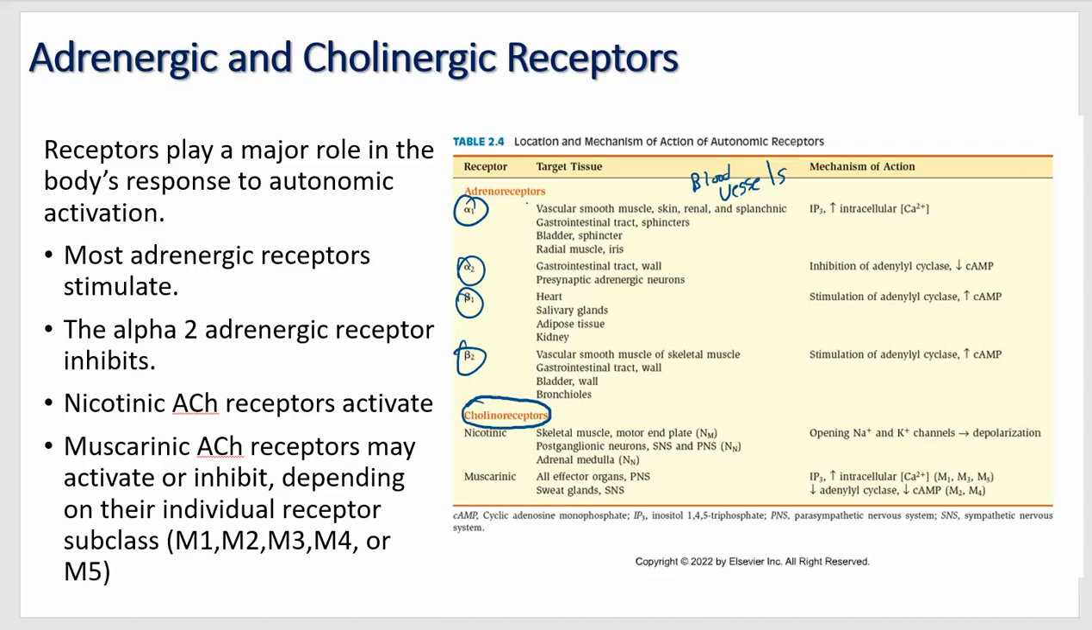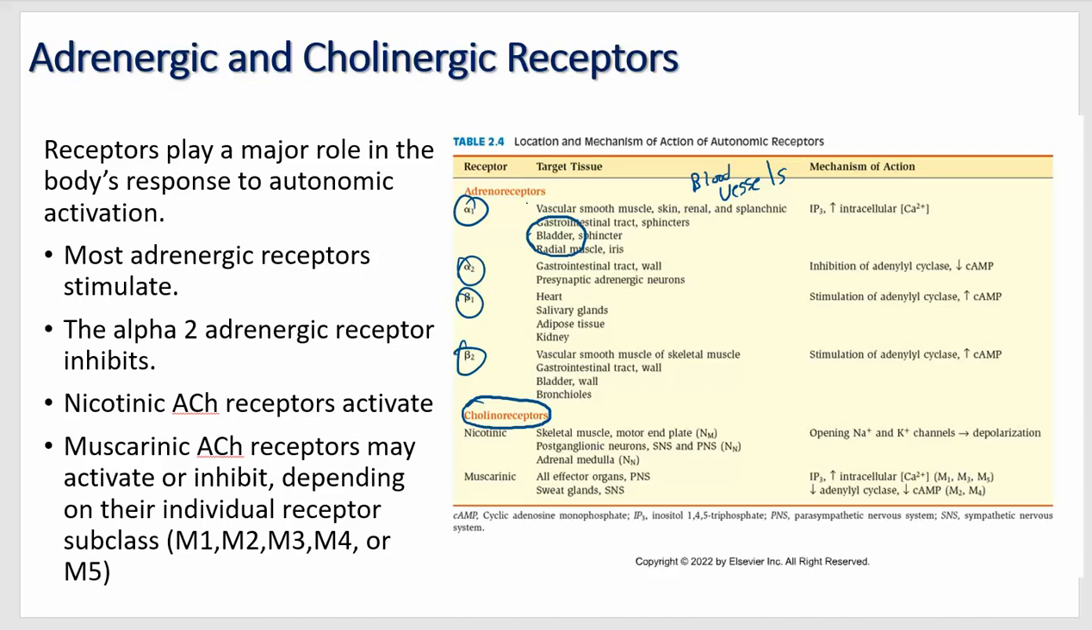GI tract, the bladder. So we're going to go over that again, the alpha 1 on the bladder. And then their mechanism of action over here is increased calcium activation. Okay. All right, alpha 2. So GI tract wall. We're not going to really get into the alpha 2 now, but it's kind of inhibitory. It decreases norepinephrine release wherever it has an effect. So it has an inhibitory effect.